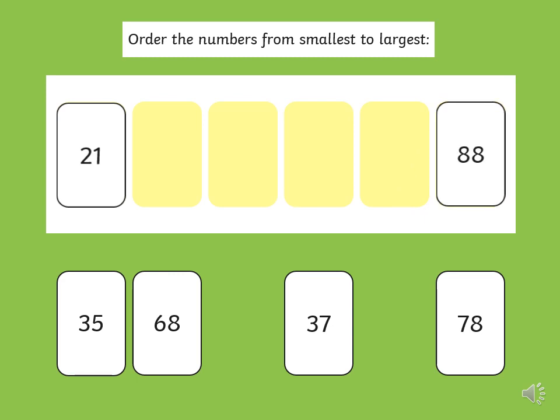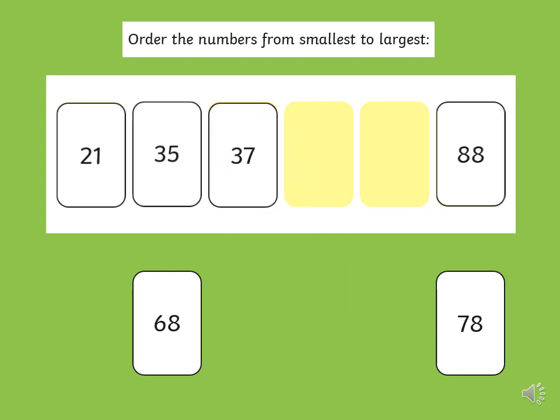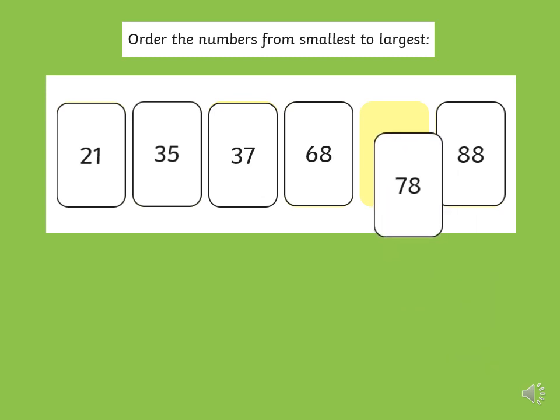So let's go. What will be the next one? We can see that there's two numbers that have a 3 in the tens column. So we've got 35 and we've got 37. So we know that 35 is less than 37, so that's the number that will go next. Okay, and then 37. And now we have 68 and 78. So let's pop 68 next, and then 78.